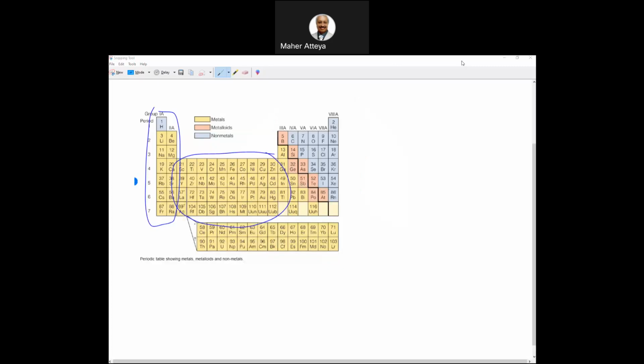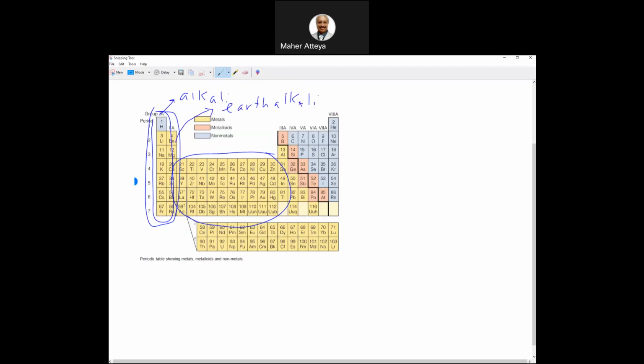So the first group here is called alkali. Correct? The second group, alkaline earth. Alkali means they make bases. They make what? They make bases. Not acids, they make bases.